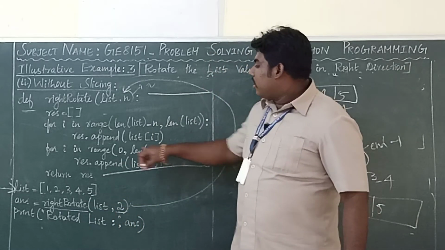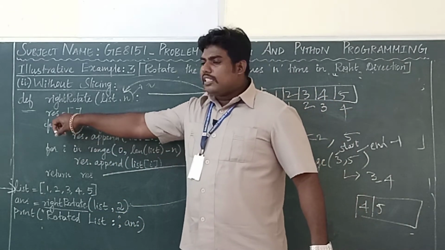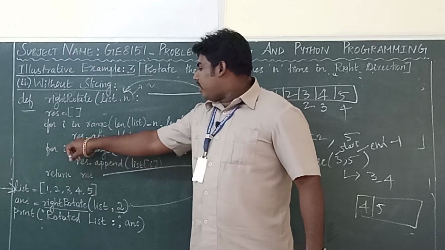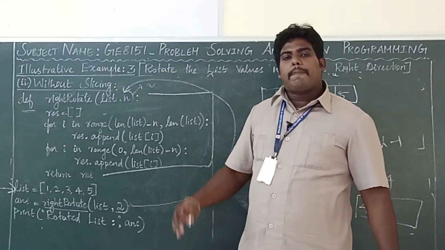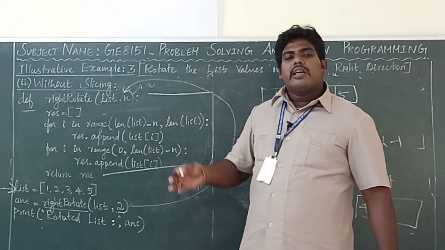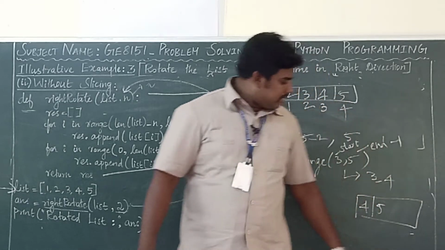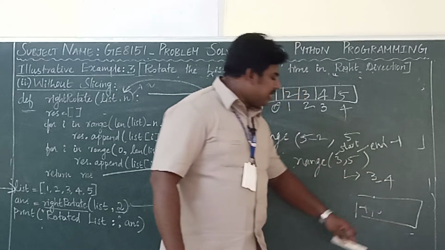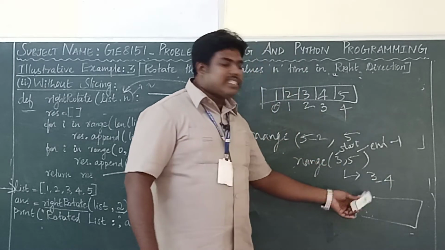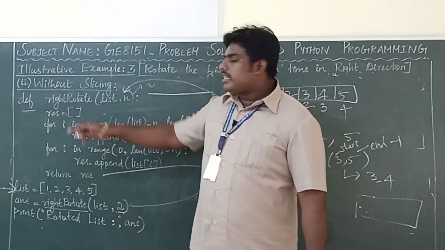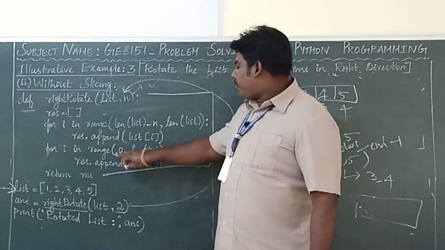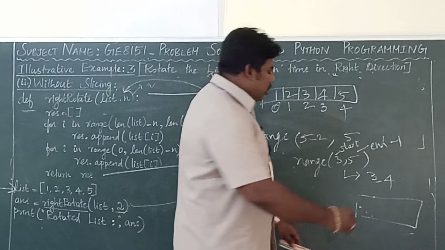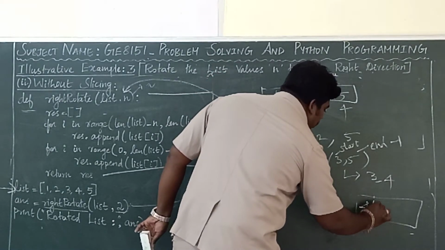See the next line. Result is this empty list, that is res, dot append. What is append? Append is used to add the element at the end of the list. Here, in this list, no elements are there. It is an empty list. So if you use append, it will store first 4 comma 5.